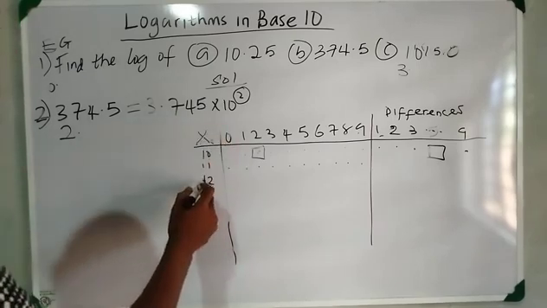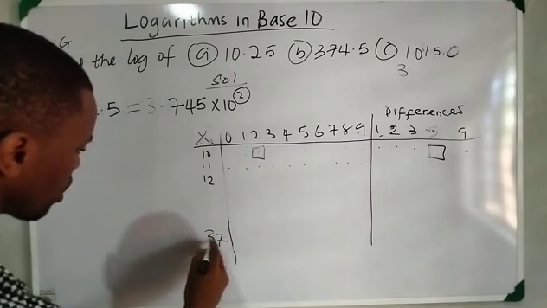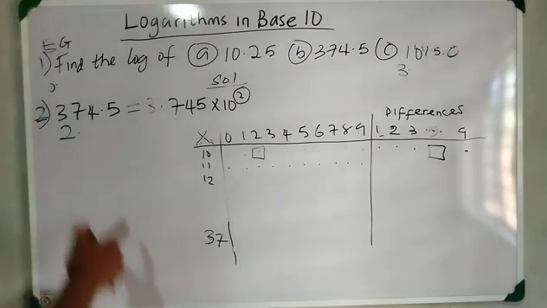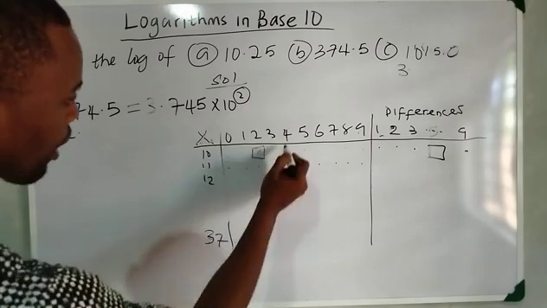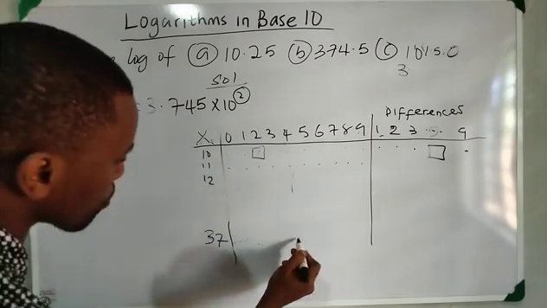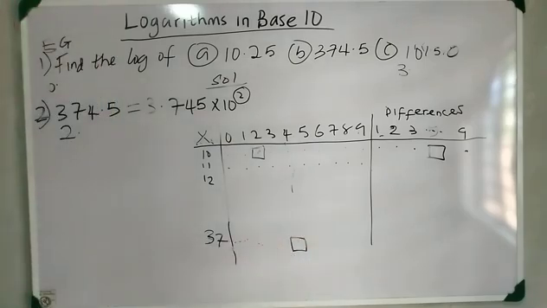So you keep going down 10, 11, 12 until you see 37. Then when you are in 37, what is the next digit? 4. So you are going to trace 37 under 4. So the number that comes here, 37 under 4, you write it down first of all.